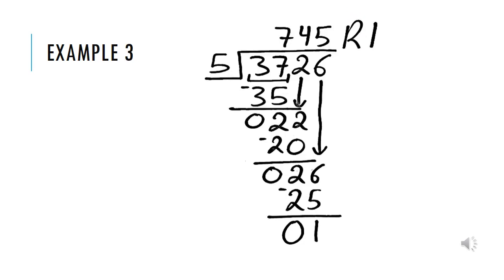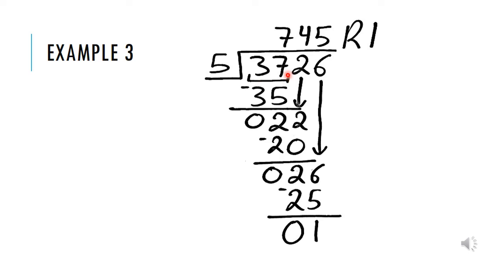In example 3, I have to divide 3726 by 5. First, I have to compare the divisor with the first digit of the dividend. The divisor is 5, the first digit of the dividend on the left is 3. 5 is greater than 3, so the divisor is greater than the first digit of the dividend. So here I have to use the 37.